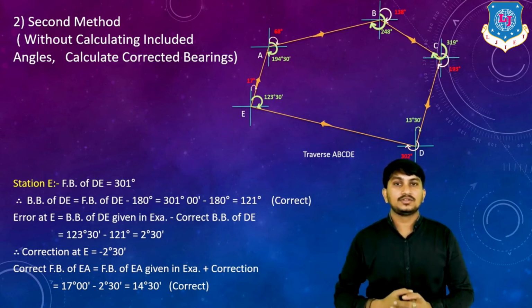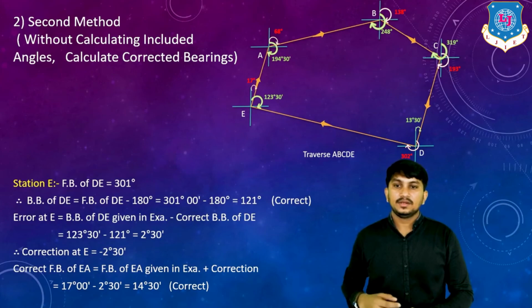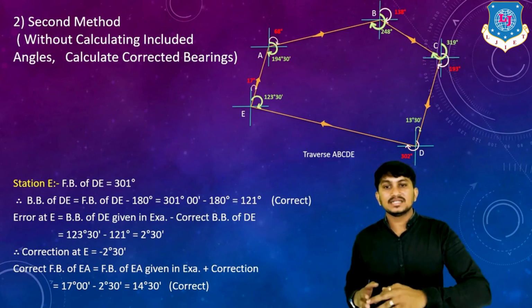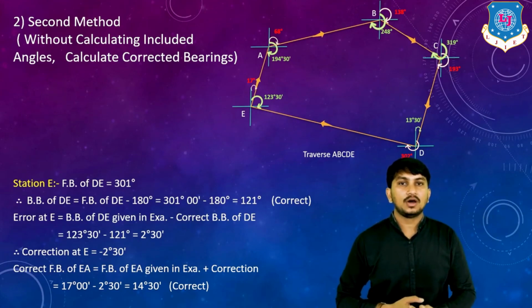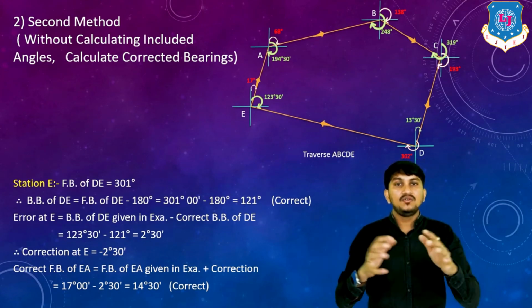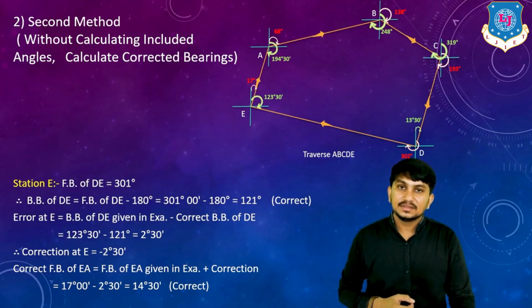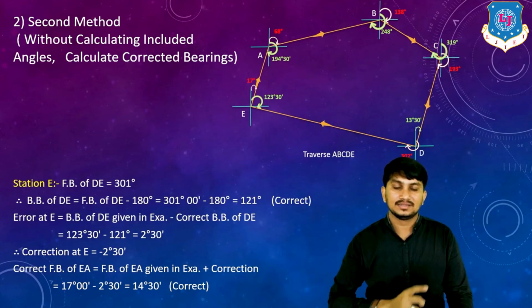In this method, you can also check these bearings by calculating BB of EA. So BB of EA is equal to 14 degrees 30 minutes plus 180 degrees, 194 degrees 30 minutes, which is already found or already corrected at station A. This is how we can calculate bearings using the second method without using interior angles.